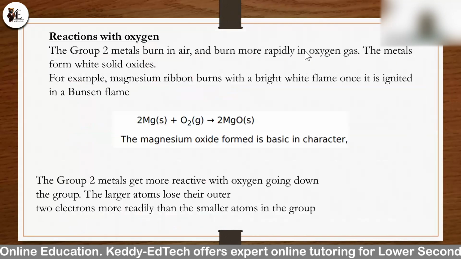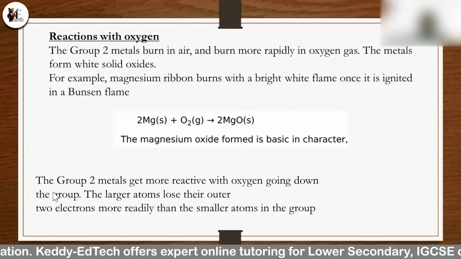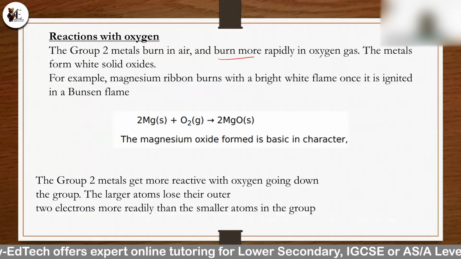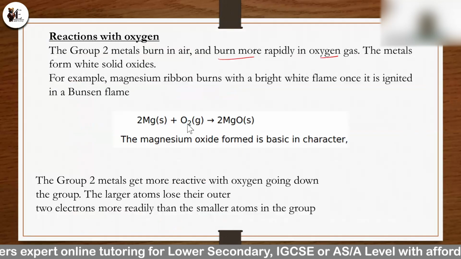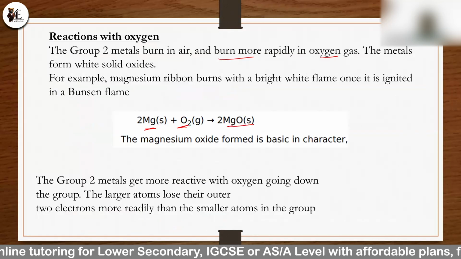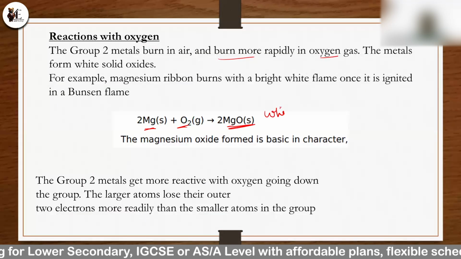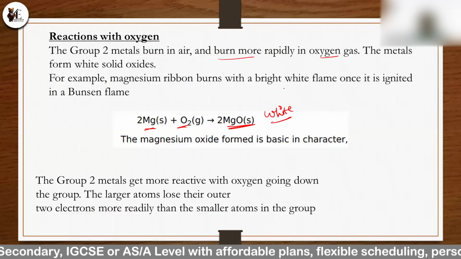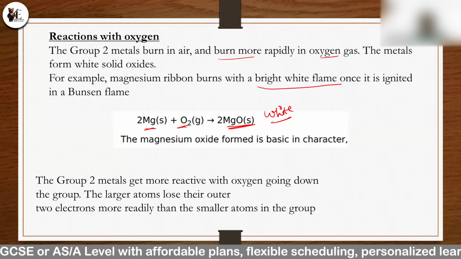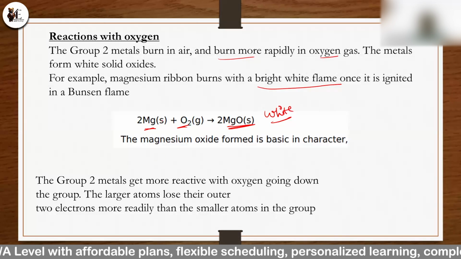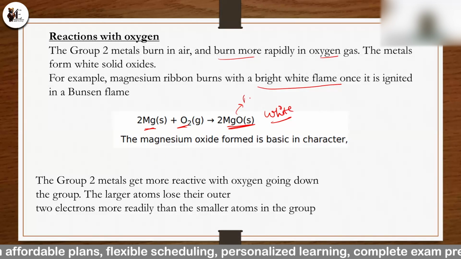Now the reactions with oxygen: group 2 metals burn in air and burn more rapidly in oxygen gas. For example, magnesium burns in oxygen to form magnesium oxide. This is a white solid oxide. It burns with a bright white flame when ignited in a Bunsen flame. Magnesium oxide is basic in character.